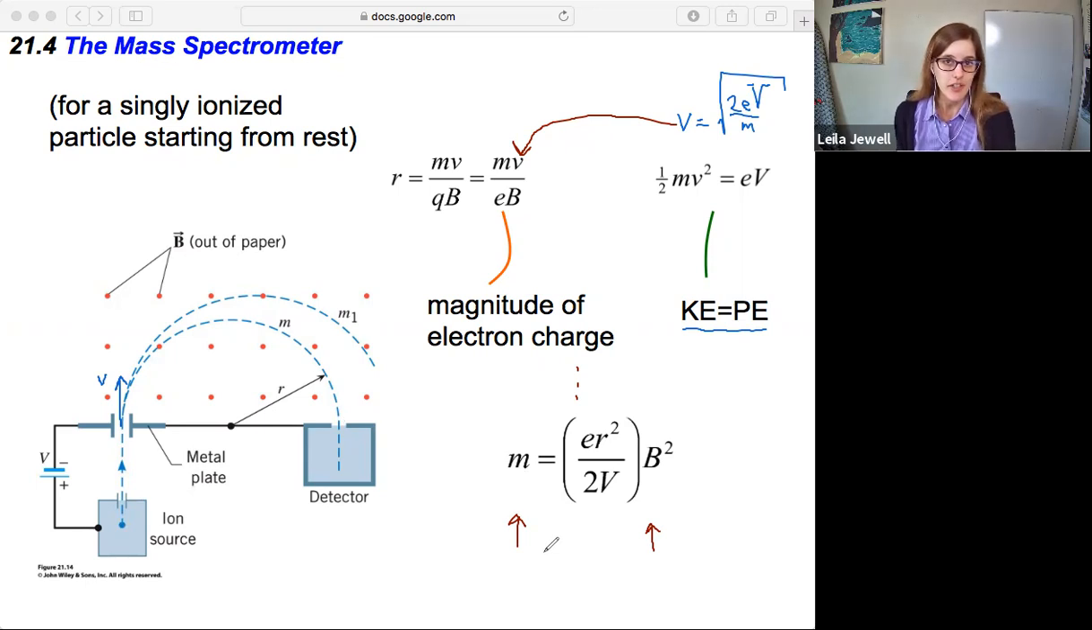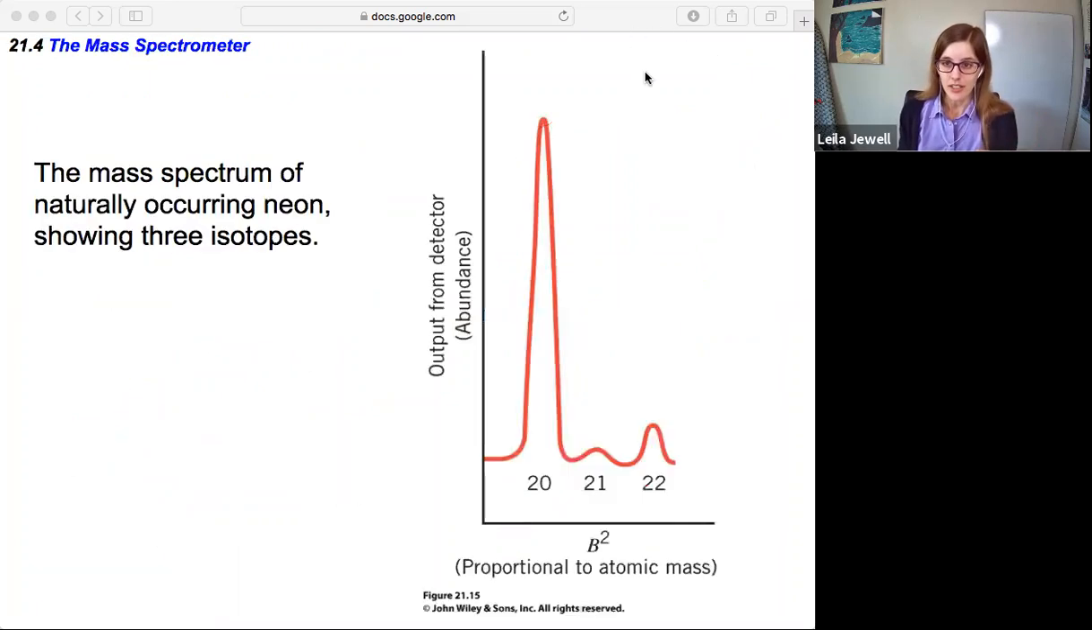And that's what scientists do in order to determine the mass of various substances, even in surgery, to determine the presence of gases in a patient's lungs, like anesthesia. They can use a mass spectrometer. And so the output of this looks something like the following.